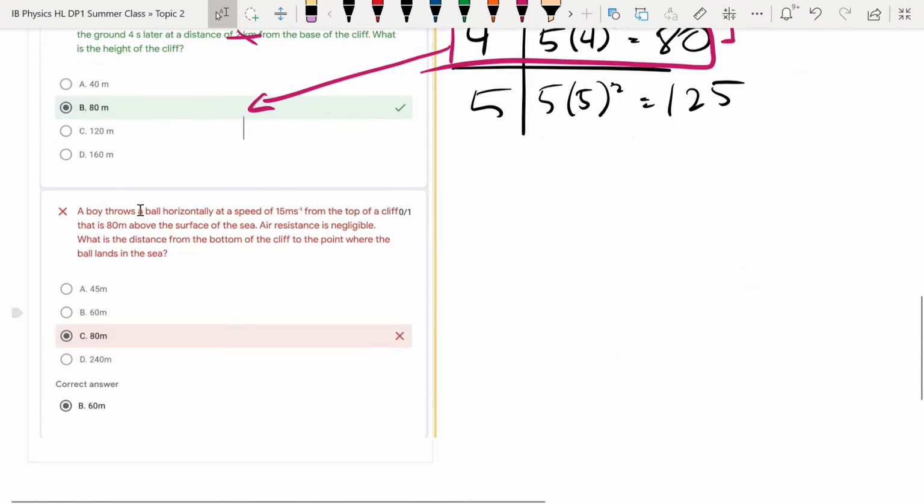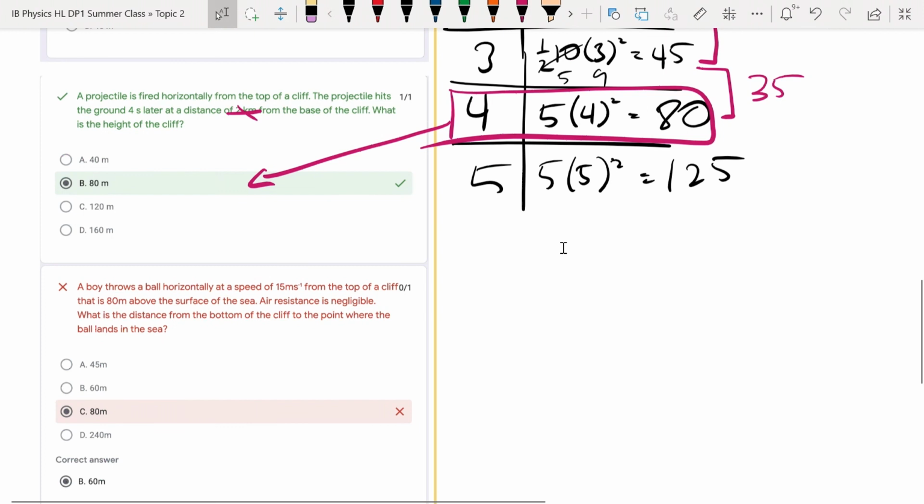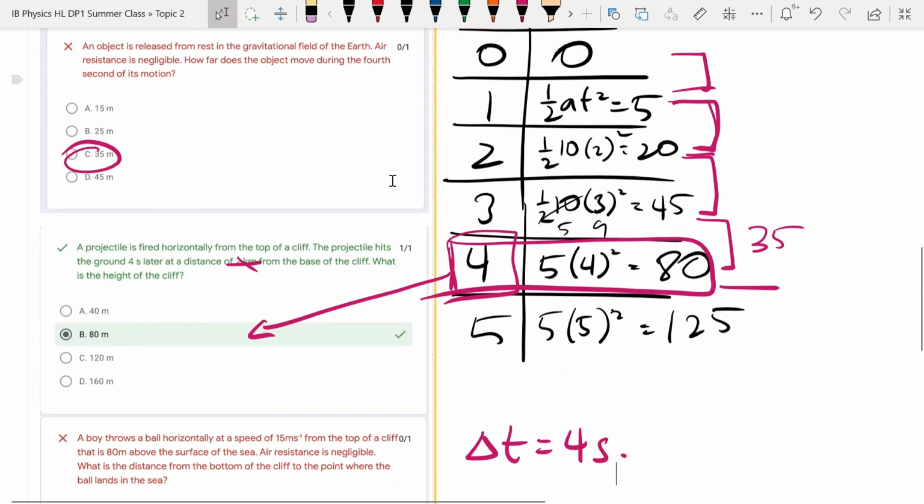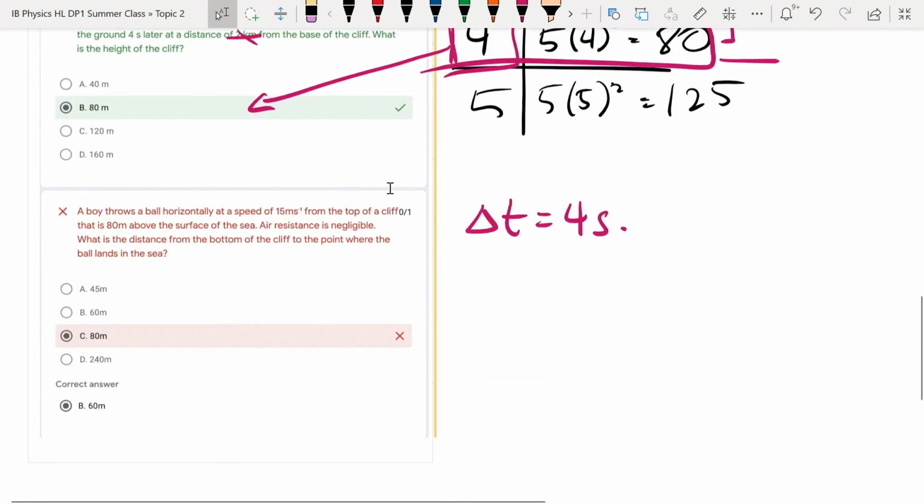Let's say a boy throws a ball horizontally at a speed of 15 meters per second from the top of a cliff that is 80 meters above the surface of the sea. Air resistance is negligible. What is the distance from the bottom of the cliff to the point where the ball lands in the sea? Well, 80 meters, again, if it drops 80 meters, it dropped for 4 seconds, right? So you can see, knowing what this table looks like is very useful for the test, basically. You don't have to memorize it. You can probably just calculate on your own anyways.